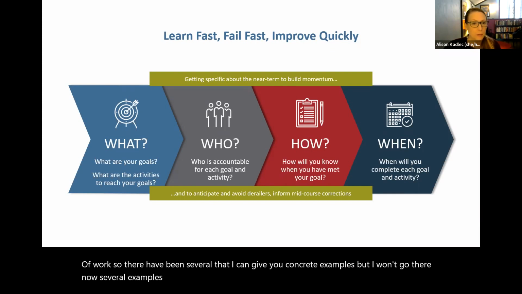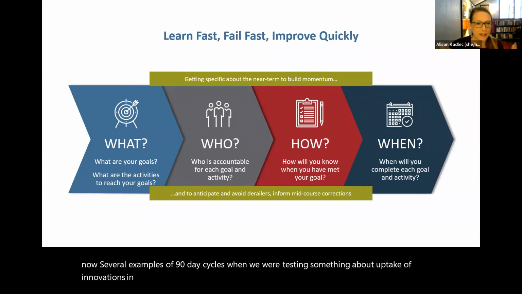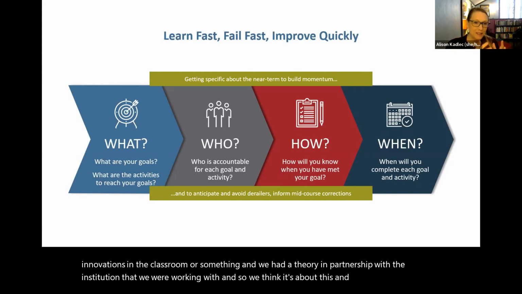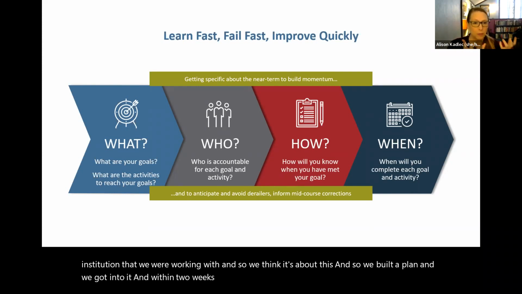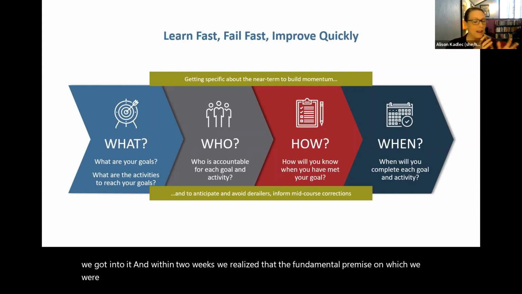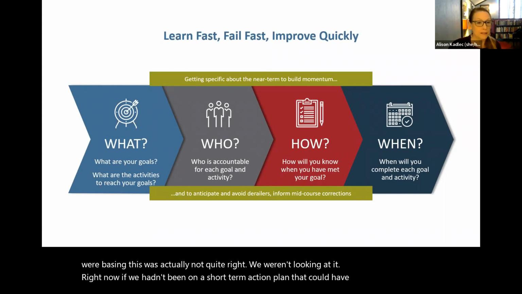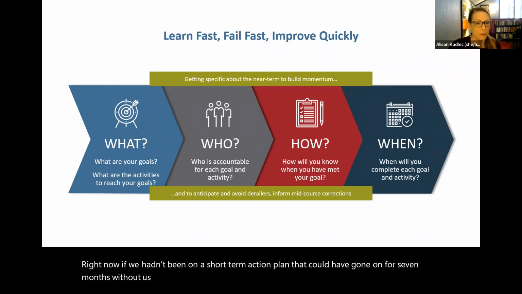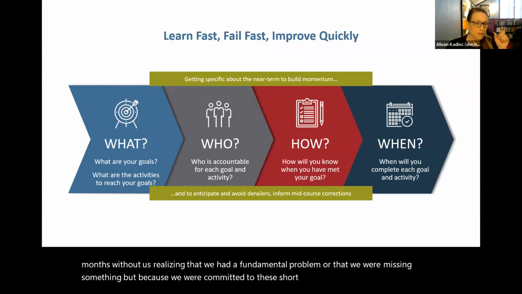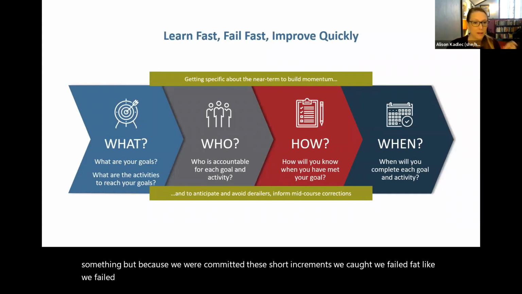So there have been several, and I can give you concrete examples, but I won't go there now, several examples of 90-day cycles where we were testing something about uptake of innovations in the classroom or something. And we had a theory in partnership with the institution that we were working with that said, we think it's about this. And so we built a plan and we got into it. And within 2 weeks, we realized that the fundamental premise on which we were basing this was actually not quite right. We weren't looking at it right. Now, if we hadn't been on a short-term action plan, that could have gone on for 7 months without us realizing that we had a fundamental problem or that we were missing something. But because we were committed to these short increments, we failed early on that, and something showed up as a red flag earlier than it might have otherwise.